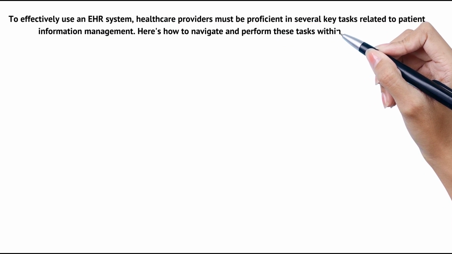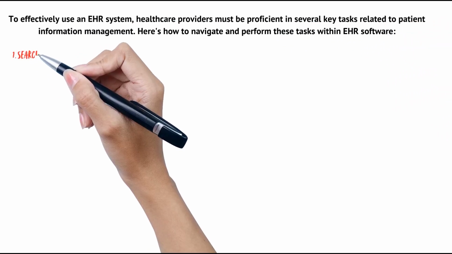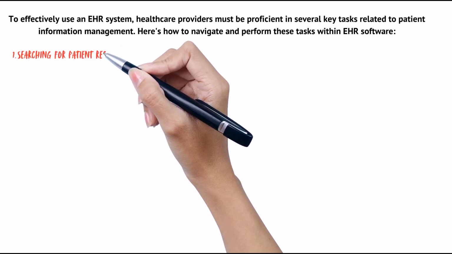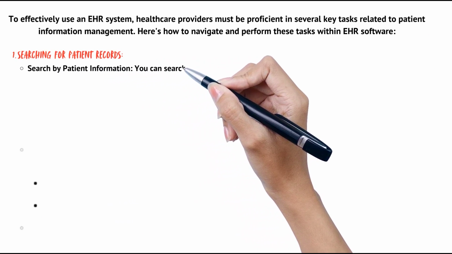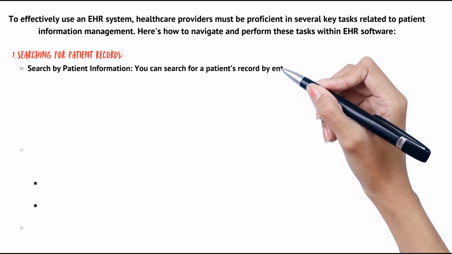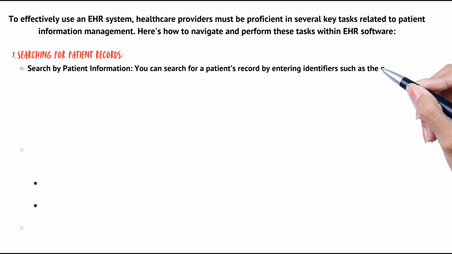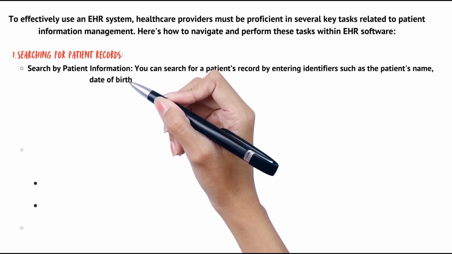Searching for patient records. Search by patient information. You can search for a patient's record by entering identifiers such as the patient's name, date of birth, medical record number, MRN, or even by their appointment history.